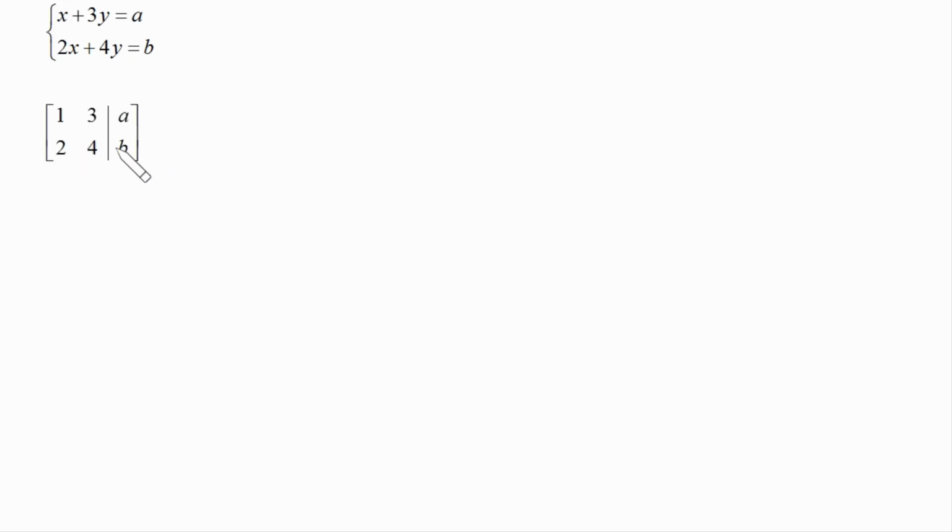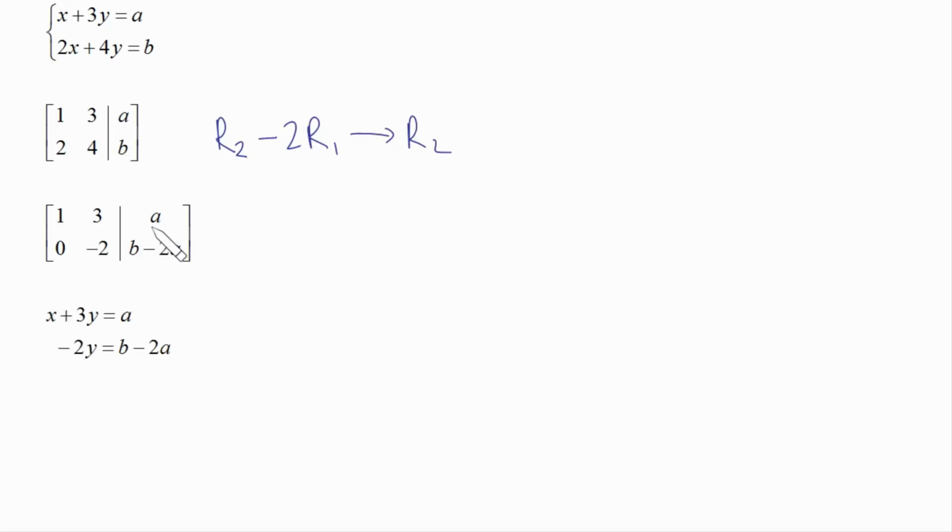So here's the augmented matrix for this system, and we want to bring it into row echelon form. So what we'll do is subtract twice the first row from the second. If you want it in notation, I would say R2 minus twice R1 goes into R2. In any event, we get the 0 here. Also, don't forget to do the right-hand side to the right of the separator. So here we get b minus 2a. Now back from the matrix to the system of equations. So this is what we get.